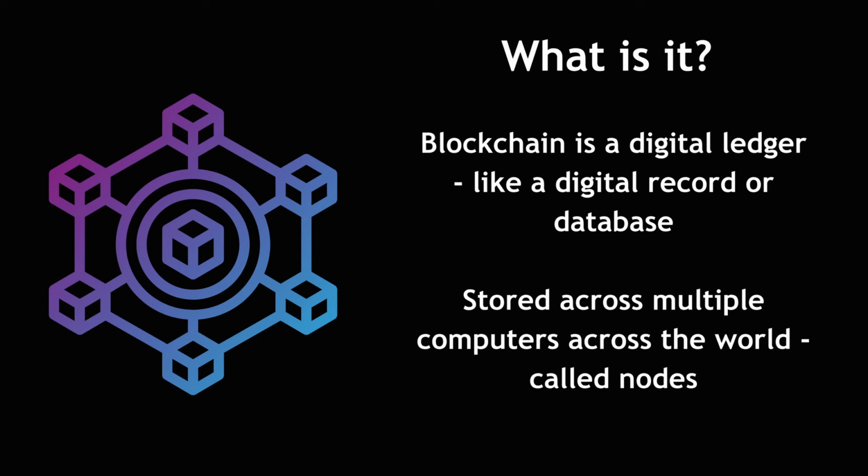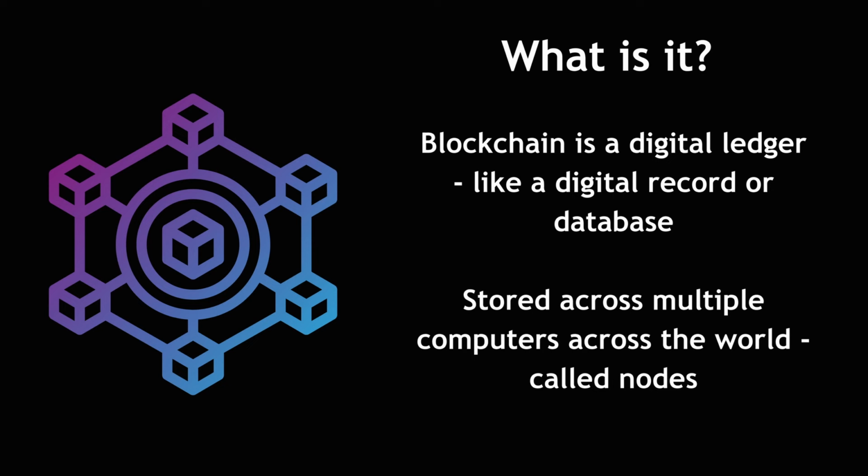Imagine it like this. Each time something happens, like a transaction, a new block of information is created. This block gets added to a chain of previous blocks, forming a blockchain. But here's a key difference. Once information is added to a blockchain, it can't be changed or tampered with. It's locked in place, creating a permanent, unchangeable record.